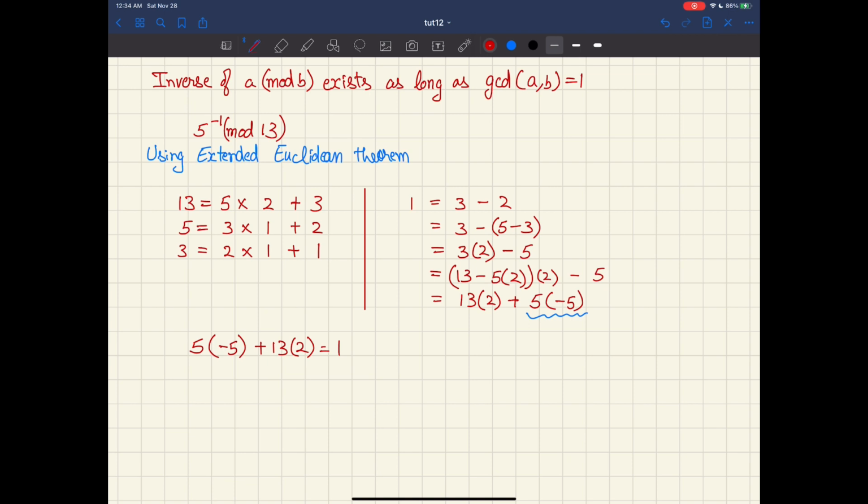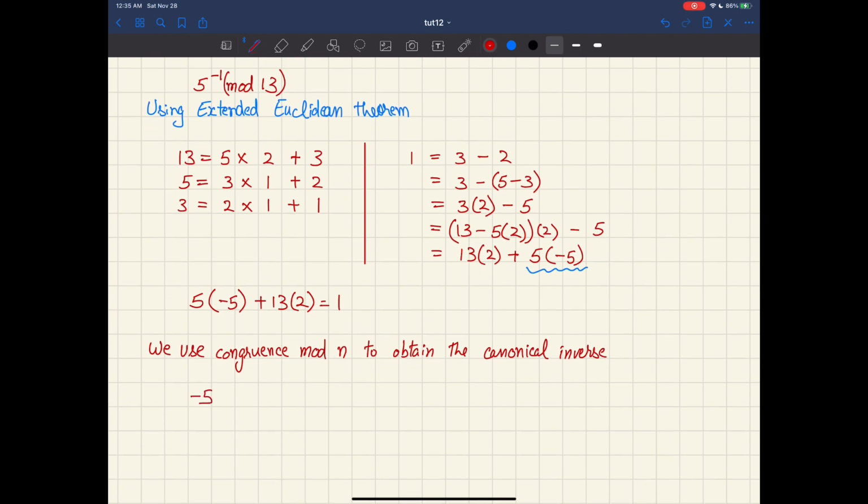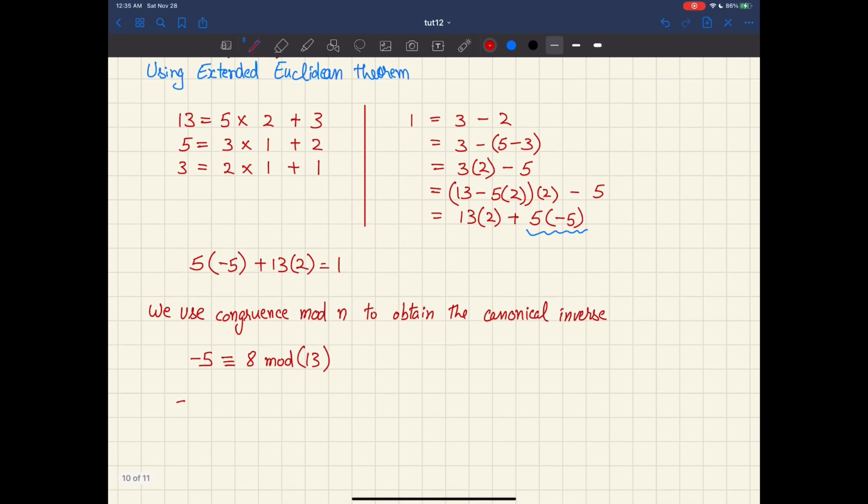So in order to make this negative number positive, we use the congruence mod n to obtain the canonical inverse, which is just a fancy way of saying 13 minus 5, which is 8. So minus 5 is congruent to 8 mod 13. So the inverse of 5 mod 13 is 8 mod 13.